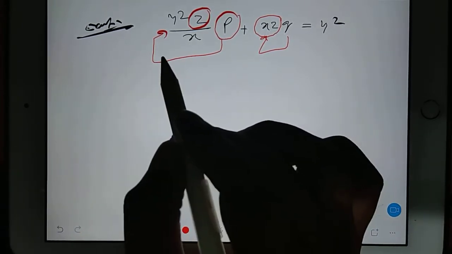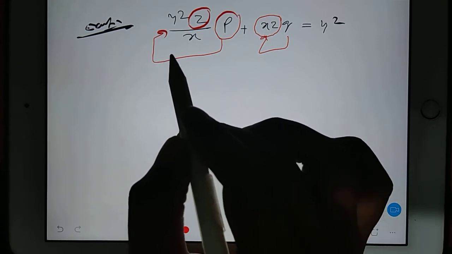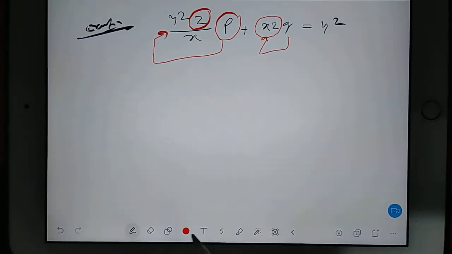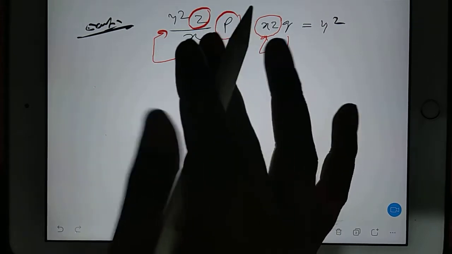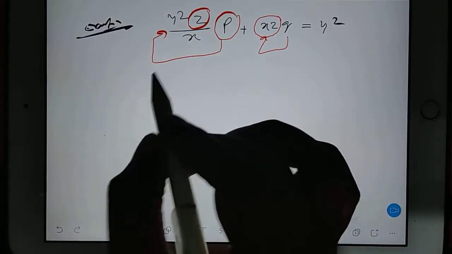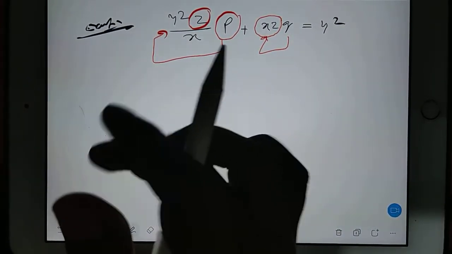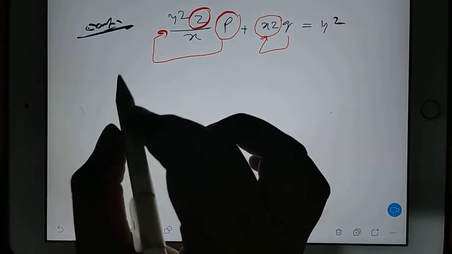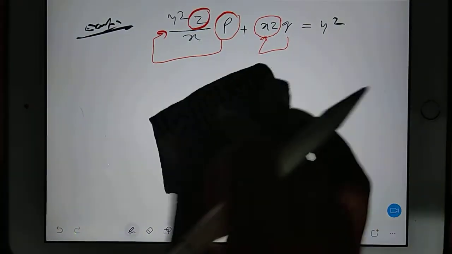So we have procedures here. Whenever you have a quasi-linear equation, we use this formula. That proving I am not giving; there is a proof for that. We are directly jumping to the solution. So that we call the subsidiary equation.